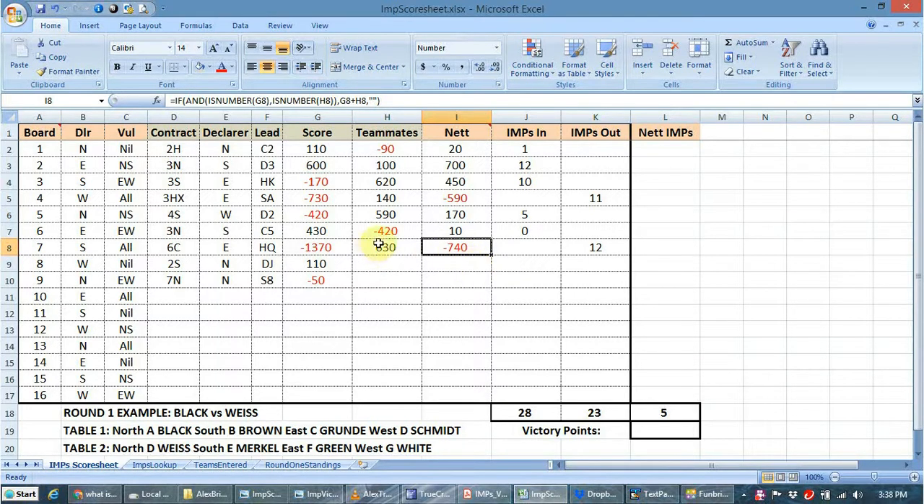Here in duplicate bridge, it might not be so bad for our teammates who have only bid a game there, because they might pick that up on the next board by making an extra overtrick. But here it's very hard to pick up 740 points. They've given away 740 points by not bidding to slam. So in teams bridge, it's really important to bid to slam.